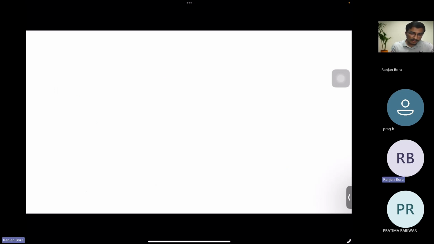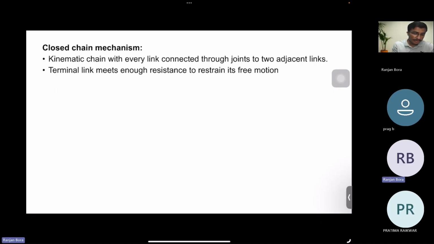So the next is the closed chain mechanism, which is a kinematic chain with every link connected through joints to two adjacent links. Here the terminal link meets enough resistance to restrain its free motion. We have seen previously what an open chain is. In the open chain, the terminal link is freely movable, but in the closed chain, the terminal link is not freely movable. It is constrained by some external object.